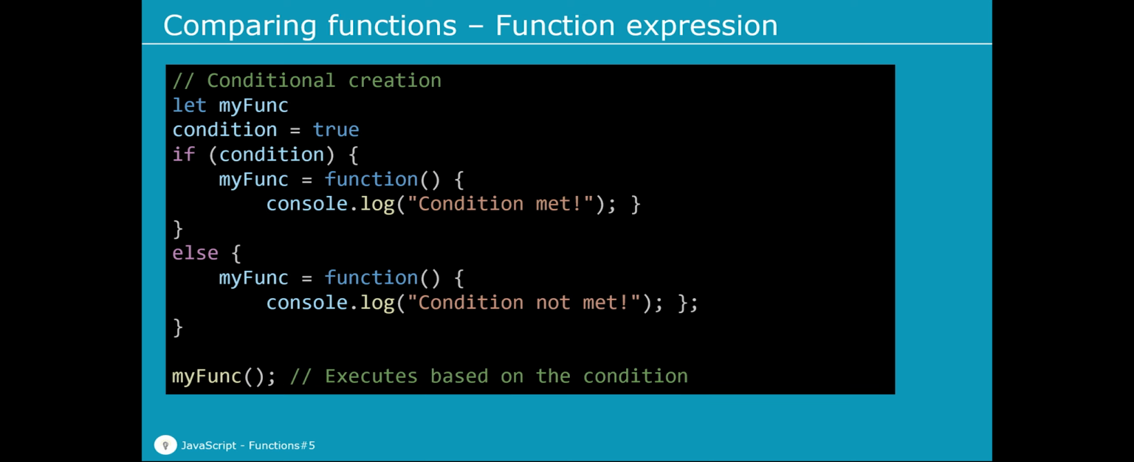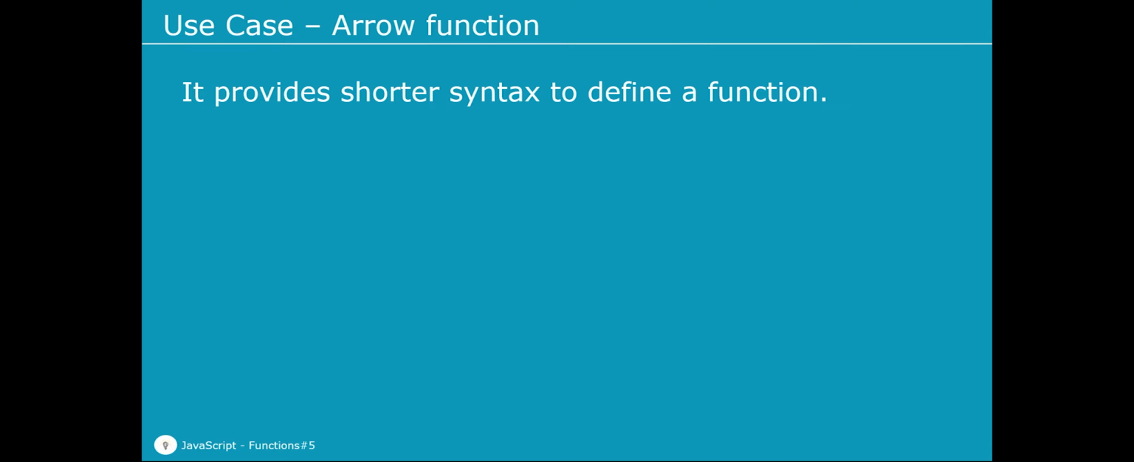The third example is of conditional creation. If a particular condition is true, we create a function with one particular logic. Otherwise, we create a function with some other logic, and we execute the code according to the flow of the application. Now we will talk about arrow functions.